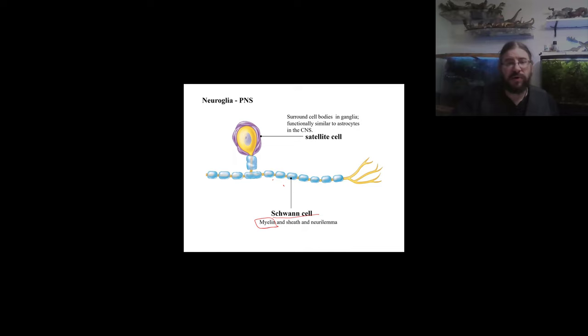It's also worth emphasizing that the myelin sheath in the peripheral nervous system has nothing to do with the oligodendrocytes. It is only associated with the Schwann cells. The Schwann cells also produce the neurolemma, which is essentially an extremely thin sheath around the axon.